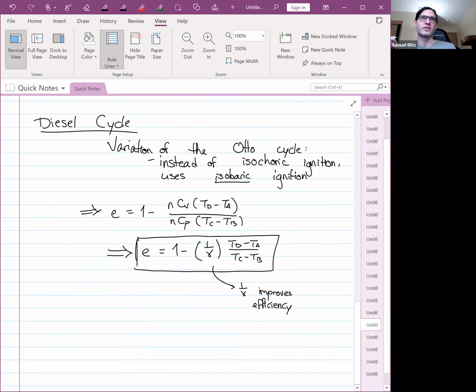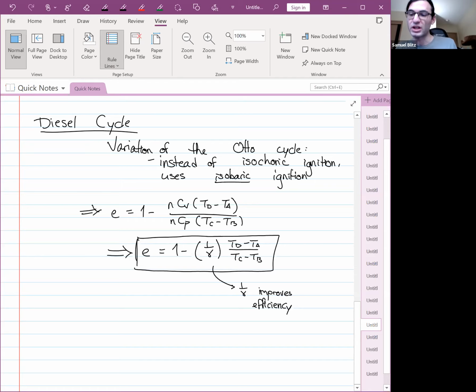The only downside is that they're generally slower, and so you have less power output. But you can have a lot of torque. So that's why these will often be used in very large trucks and tractors and so on, because you need a lot of torque, but you don't necessarily need a lot of power. And the extra efficiency is just nice.